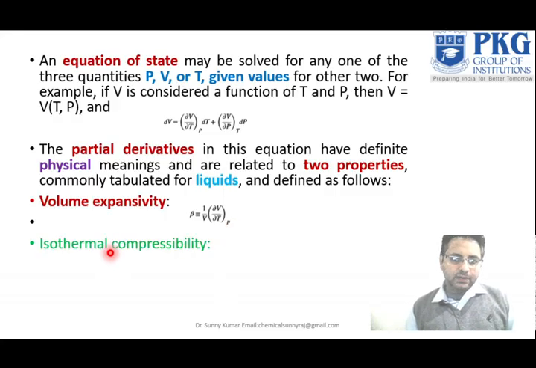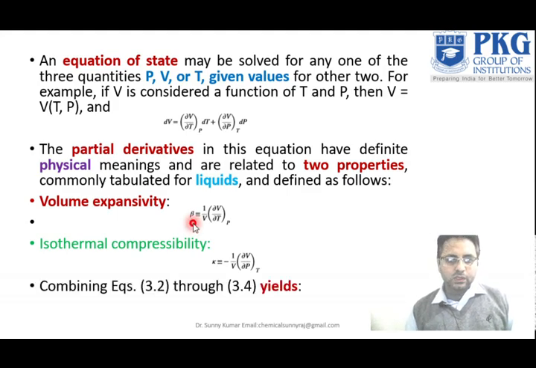And the isothermal compressibility you can write as K equal to -1 by V, ∂V upon ∂P at constant temperature. Because it is a constant temperature, this term will be zero. When you integrate this one, V comes here, and the constant also comes here, so that will be K, the compressibility.